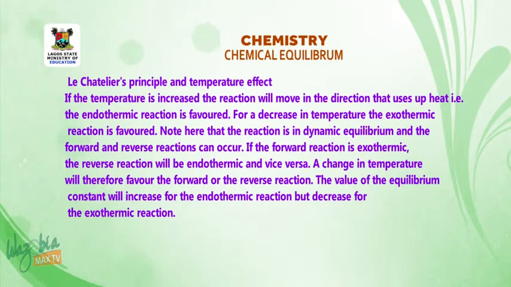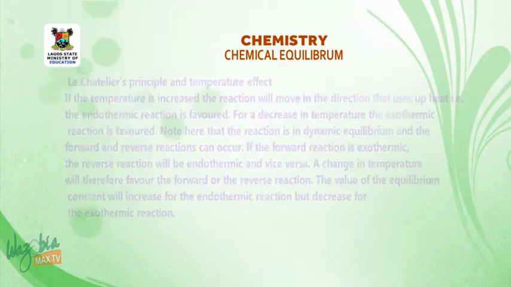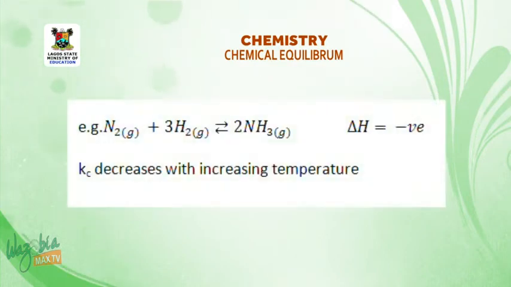A change in temperature will therefore favor the forward or the reverse reaction. The value of the equilibrium constant will increase for an endothermic reaction but decrease for an exothermic reaction. For example, when you look at nitrogen gas reacting with 3 moles of hydrogen to give 2 moles of ammonia, the Kc here decreases with increasing temperature because the delta H is negative.